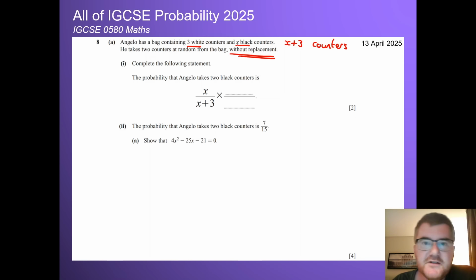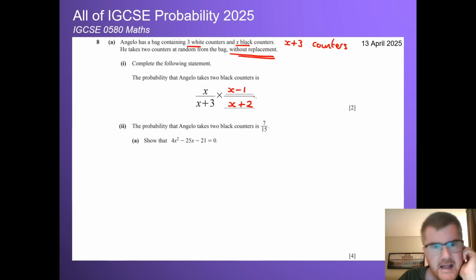Probability Angelo takes 2 black counters is the following. So first of all we have x out of x plus 3. And then we have 1 less than the x before. And then how many do we have left? We had x plus 3 before. We've lost a counter in general. So this is going to then be x plus 2. Okay. And now from this, we've been told the probability that Angelo takes 2 black counters is 7 over 15. Show that this quadratic appears from nowhere.